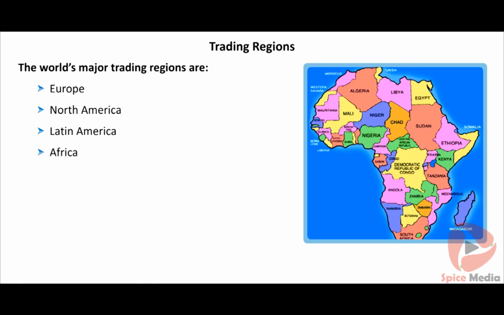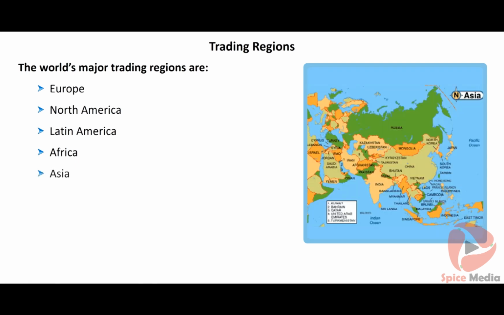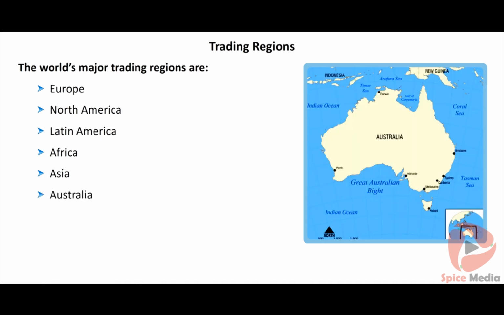Africa. African countries export mineral oil and tropical raw materials. Asia. All Asian countries have rich raw materials and minerals which they export. Australia. The main exports of Australia are agricultural products and minerals.